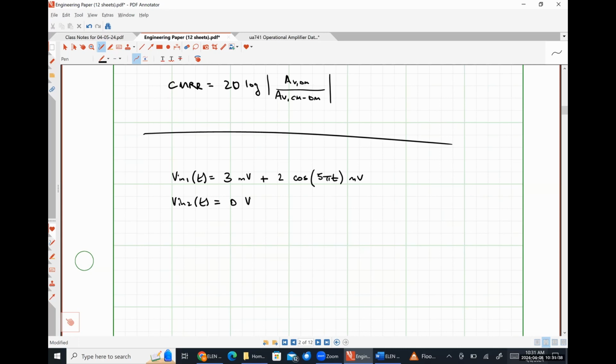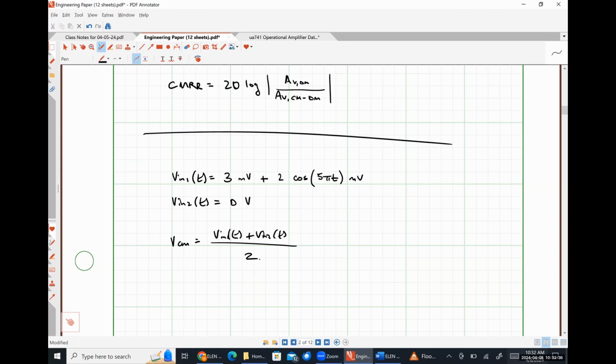I'm applying all of my signal to input one and no signal whatsoever to input two. My common mode signal is literally just VN1 plus VN2 over 2. It's just the average. And then my differential mode signal is VN1 minus VN2. And so we can decompose or redraw this effectively as the signal applied to VN1 being all of my common mode signal and some portion of my differential mode signal. And the thing that's applied to VN2 is all of my common mode signal and some portion of my differential mode signal.